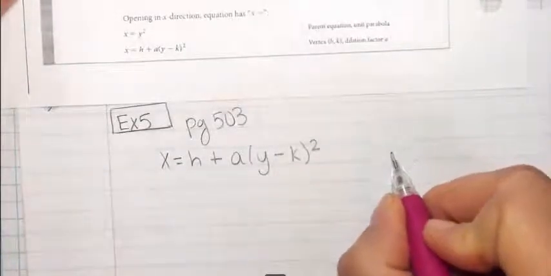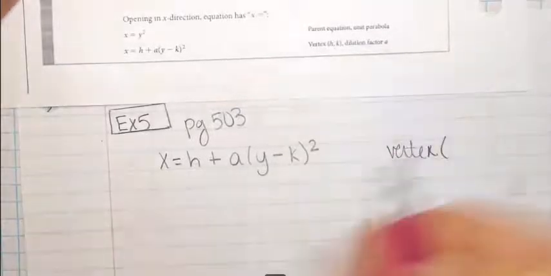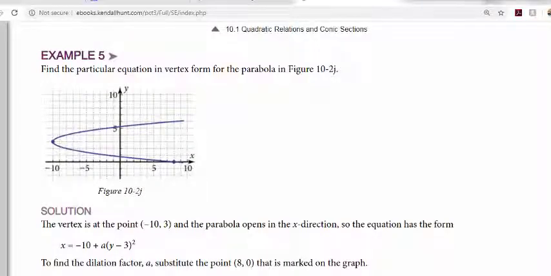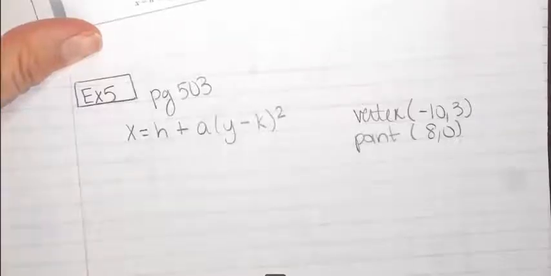Okay, so I'm going to look for my vertex. Let me go back to the actual image. So my vertex appears to be at (-10, 3). They've given me another point as well, and that appears to be at (8, 0). Just writing those down. So now I should be good. I've got a point. I've got the vertex. I don't know what my a is.